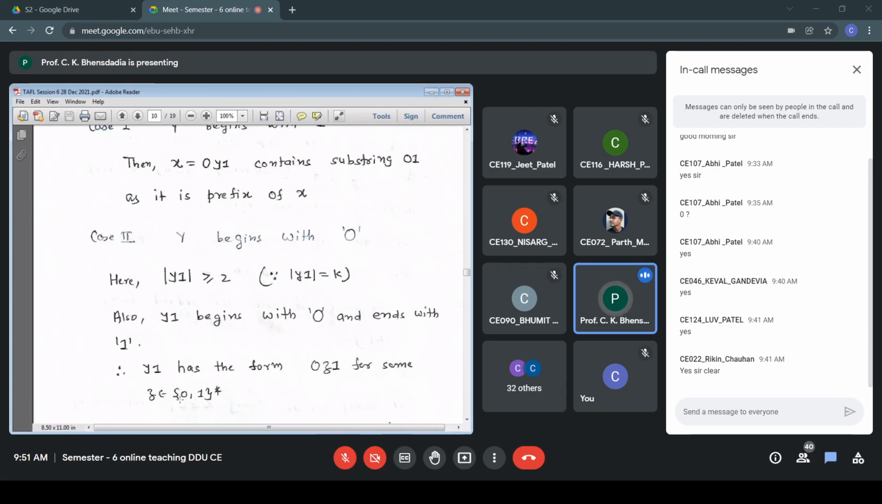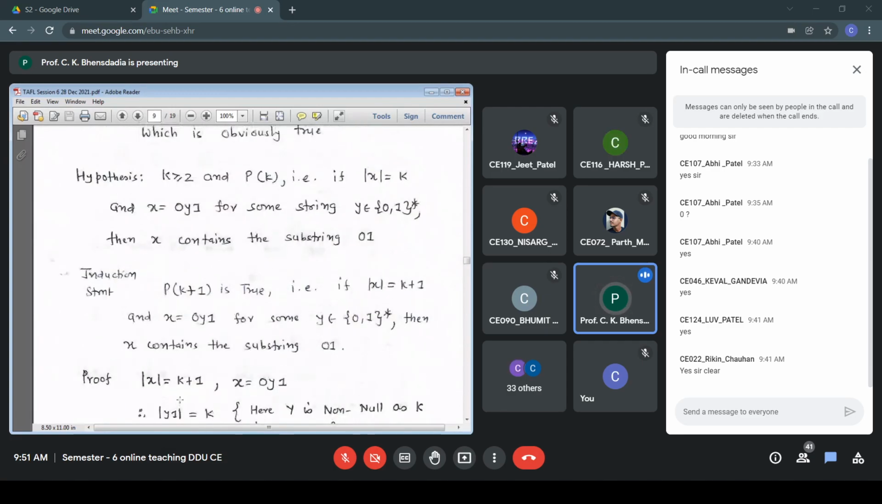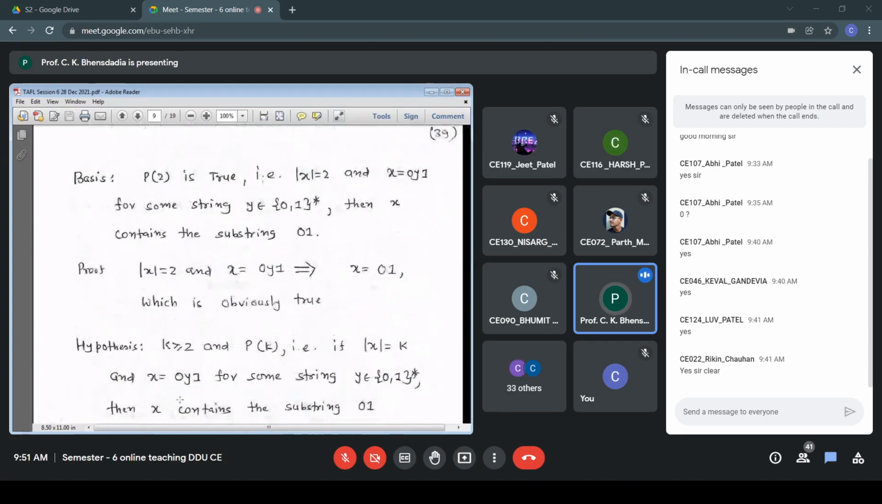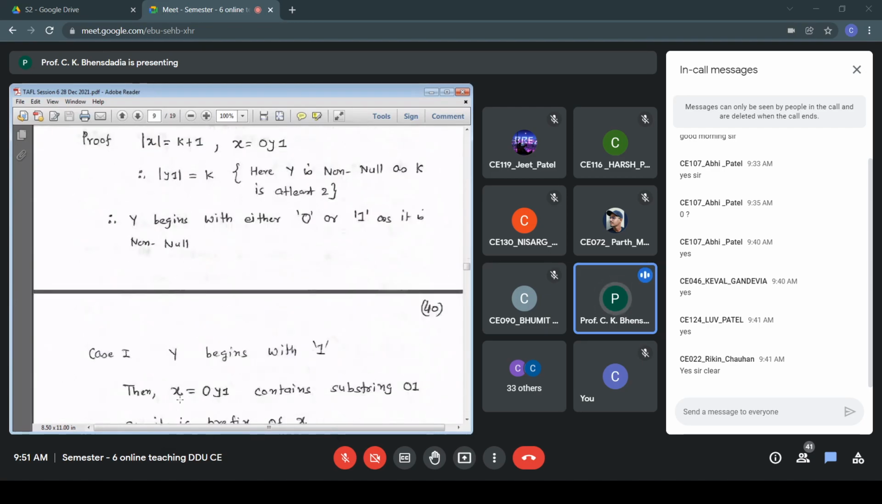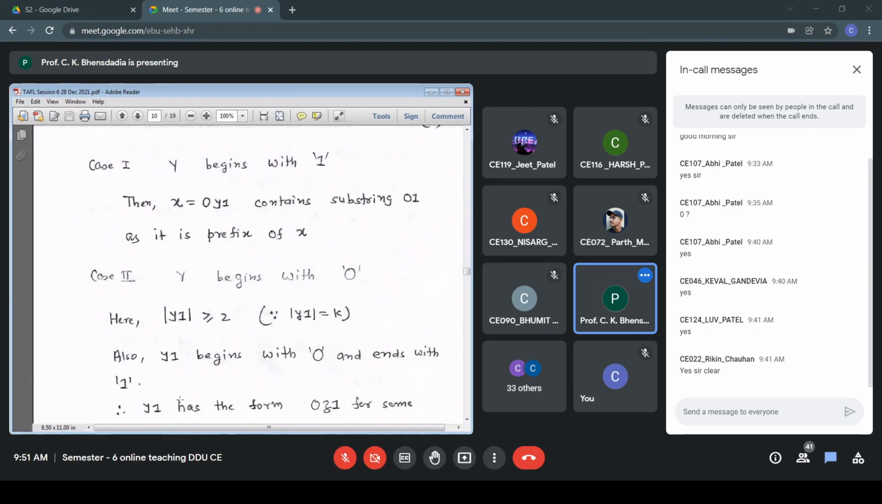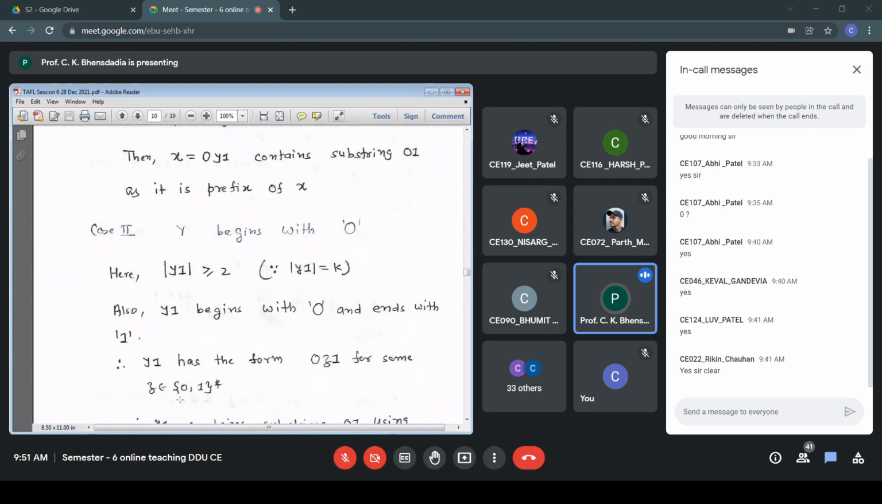Why do we state this? Let us go back to why we conclude this. Just go back to the hypothesis. If I want to use the hypothesis, then I must have a string of length k, and the structure of the string has to be 0, y1 for some string y belonging to 0, 1 star. So here, under this case, we are establishing that the structure of y1 is 0, z1, because y begins with 0, then remaining characters, and then ends with 1.